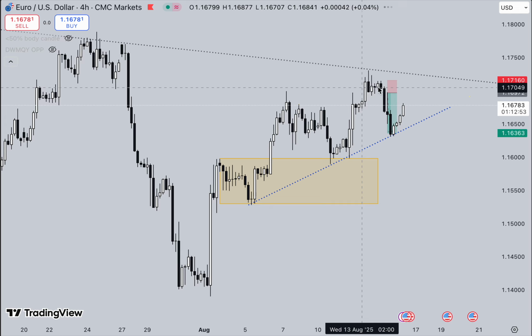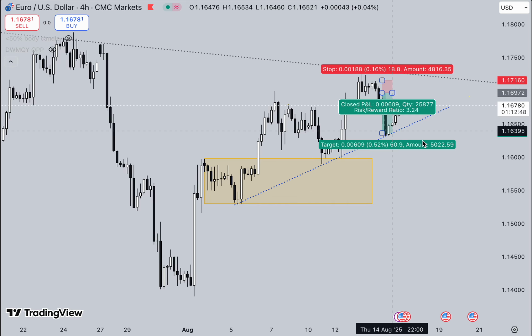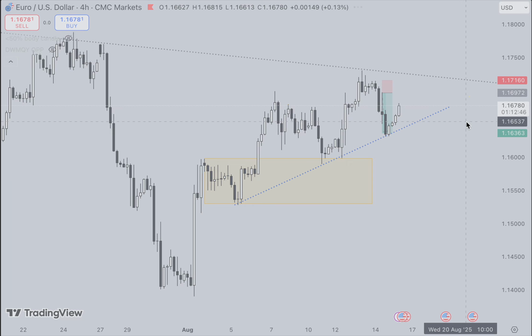So that would have been the trade from yesterday, putting it above this imbalance. Beautiful 1 to 3 trade on Euro USD. Okay, now if we move to DXY.